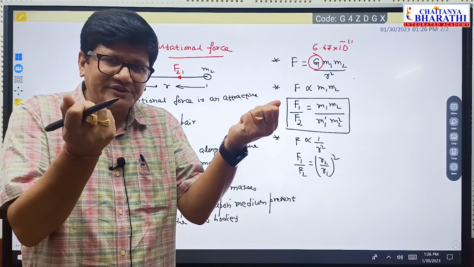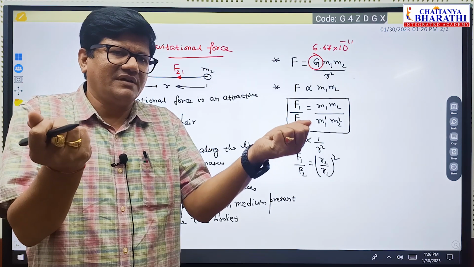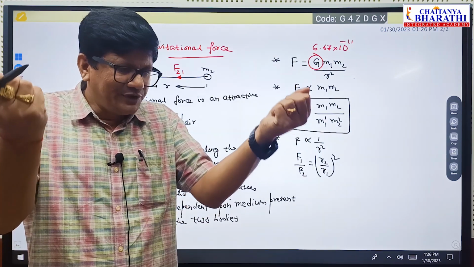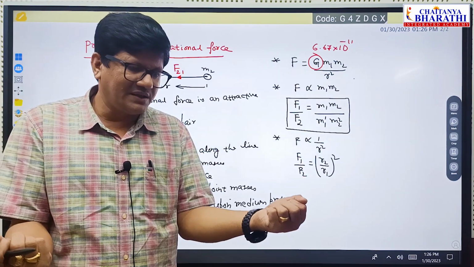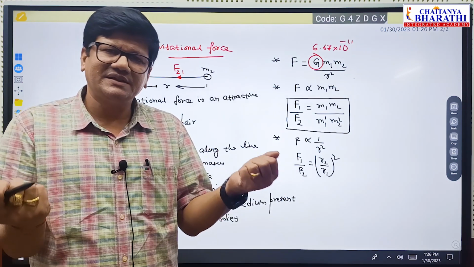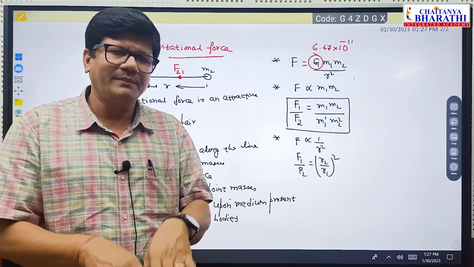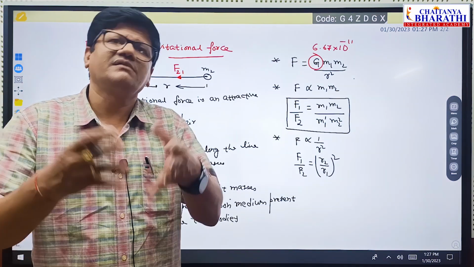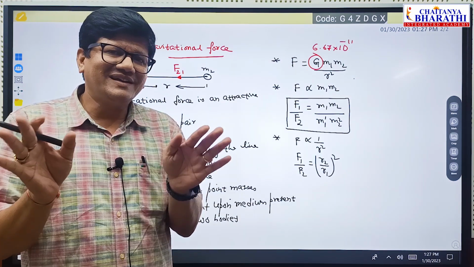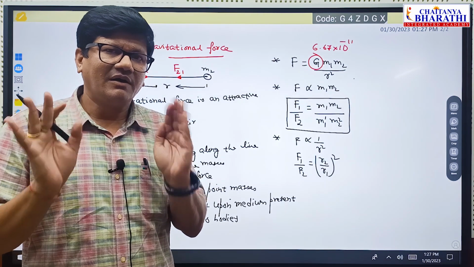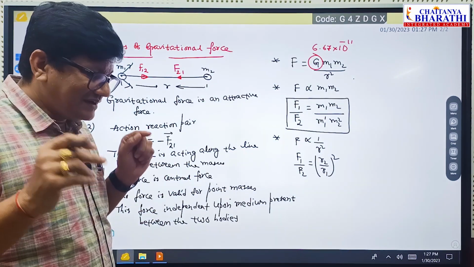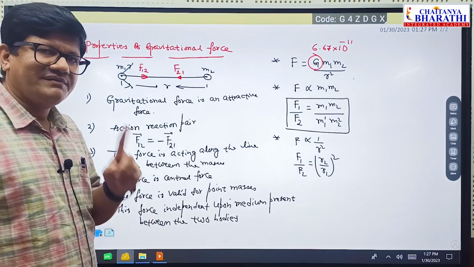If you calculate the force between two bodies in air at a particular distance of separation, say 1 meter, and you get 10 Newton, the same two bodies kept in water or oil, whatever the medium between them, with the same distance and same masses, then the force doesn't alter.